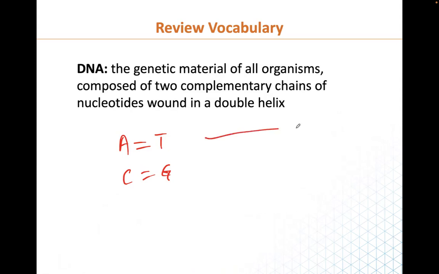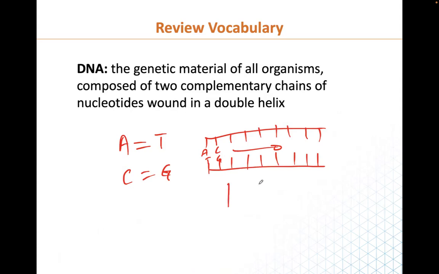So a DNA would have two complementary chains like this. One chain is going to face the other one and they go around each other. If you have an A here, you have a T here. If you have a C here, you have a G here, and it continues that way. This is what is meant when you say two complementary chains of nucleotides wound in a double helix. A double helix means it's going to be wound like this, to the end of it.